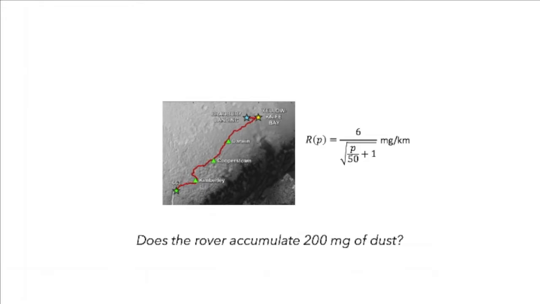The rate at which dust will accumulate on the solar panels can be modeled using this function, where P is the position along the path and R of P is measured in milligrams of dust per kilometer traveled. The goal is to figure out whether the rover's solar panels will accumulate 200 milligrams of dust if it follows this route. To get started, let's look at a graph of the dust accumulation function.